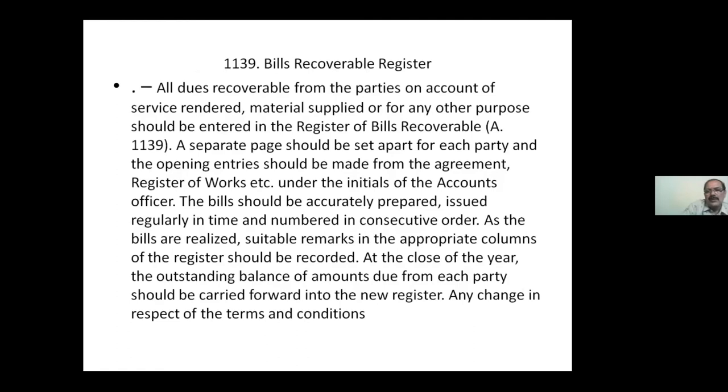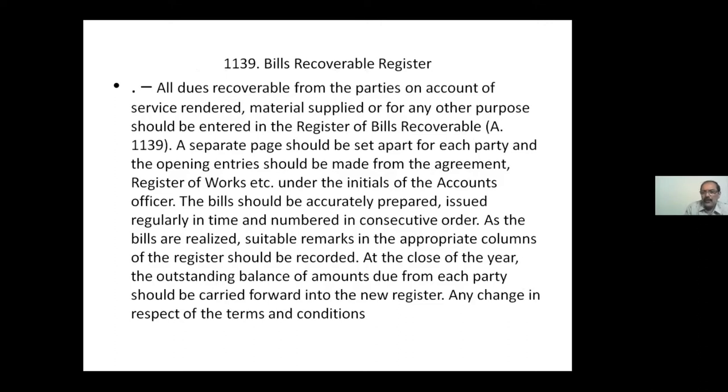Bills recoverable register also you have to maintain. First you are sending notice under 1138. Again, you have to make entries in a register. Your duty starts as and when you receive the agreement copies from the executive department. Immediately you have to make an entry in the bills recoverable register. Then you have to send the notice, that is called the bills recoverable form.